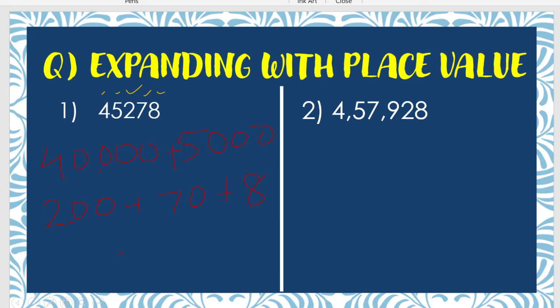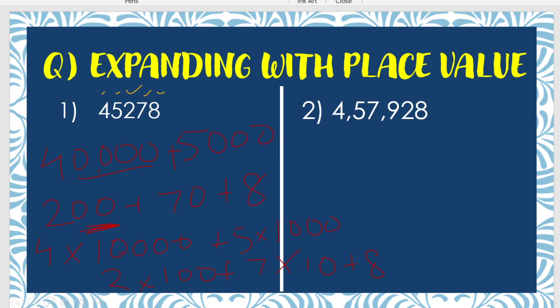Okay, so as many zeros as you have at the back of the number, you will write like that: 40 into 1 with 4 zeros, plus 5 into 1 with 3 zeros, 2 into 1 with 2 zeros, because we have two zeros behind that number. That's why we are just adding 10, 7 into 1 with 1 zero, plus 8 doesn't have any zeros, so I will write the 8 like that only.